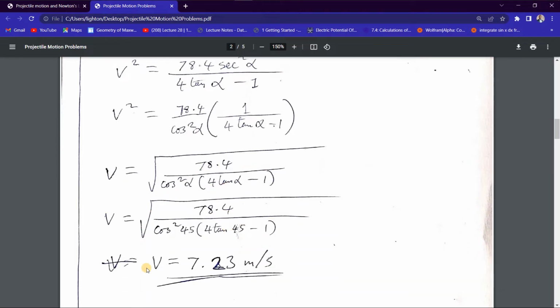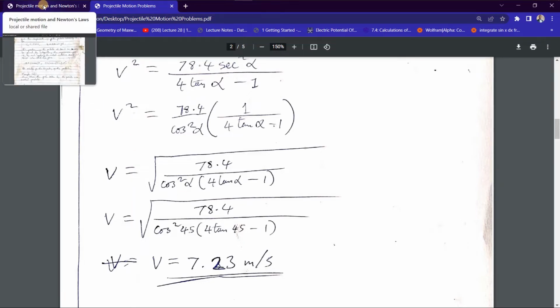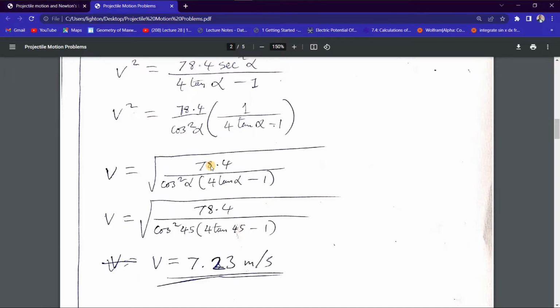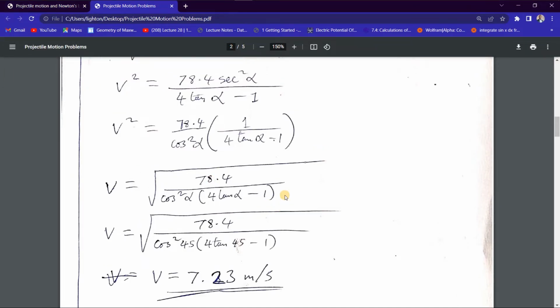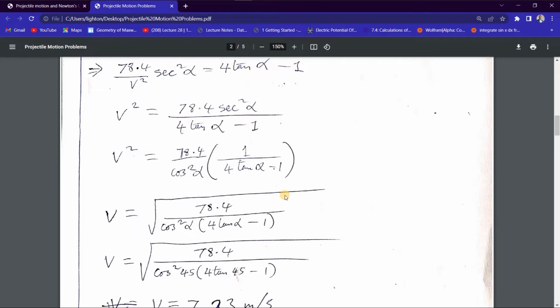where we now put back the value for alpha, which we've been given as 45 degrees. By putting 45 degrees and punching this in the calculator, you get this as the final answer, which is 7.23 meters per second. So this is the velocity of this particle. This turns out to be the velocity of our particle when the angle is 45 degrees. This is our velocity, which is the initial velocity.